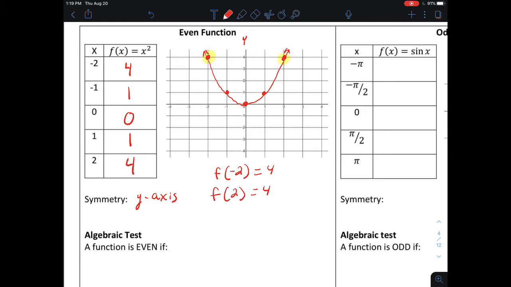Now for even functions, there is a property that lies within the functions, and in a table it's easy to see, and also if you're working with the function algebraically: if you put a negative x value into a function and compare its output with the same x value but positive, they will equal each other. And so that's our algebraic test to determine if a function's even.